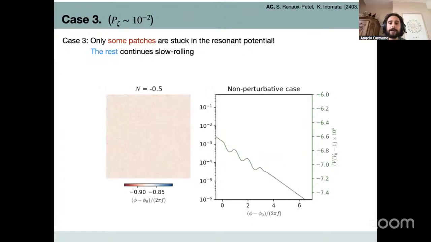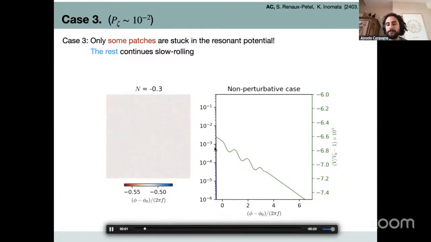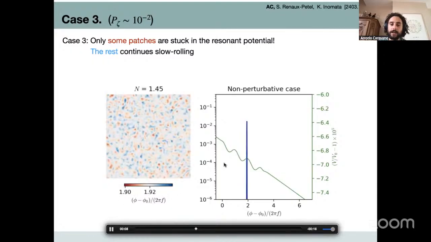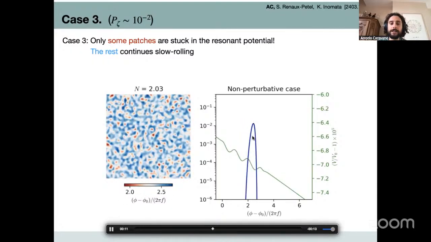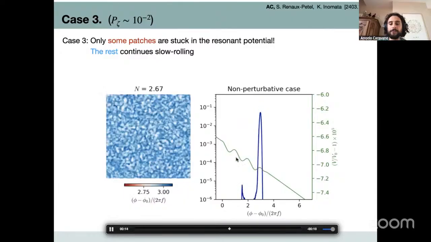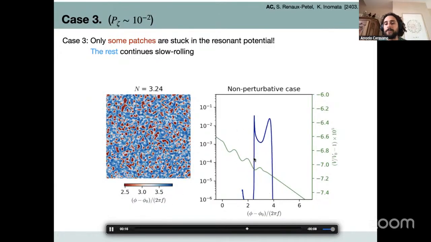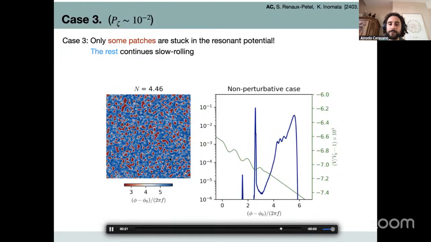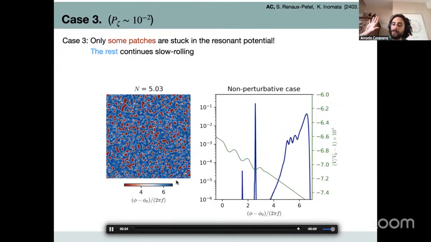Now let's look at a case in the intermediate regime, where the amplitude is just a bit higher than in the first case. This is an interesting mixed situation that can happen, where instead of being fully trapped, or escaping completely, the universe splits. There are parts of the universe that are able to escape this potential, and some parts of the universe that are trapped in this potential.